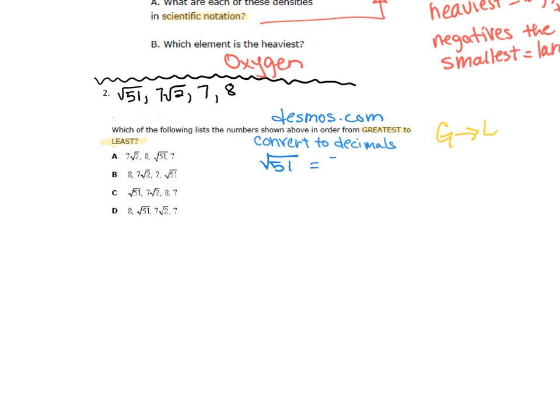Okay, 7.1414. 7 square root of 2 is 7 times the square root of 2, which is 9.8995. The next ones are 7 and 8. Those are just regular numbers. I'm going to put all my digits here, but the 7 needs to be compared to the other 7. So greatest number is going to be right here. This is my greatest.